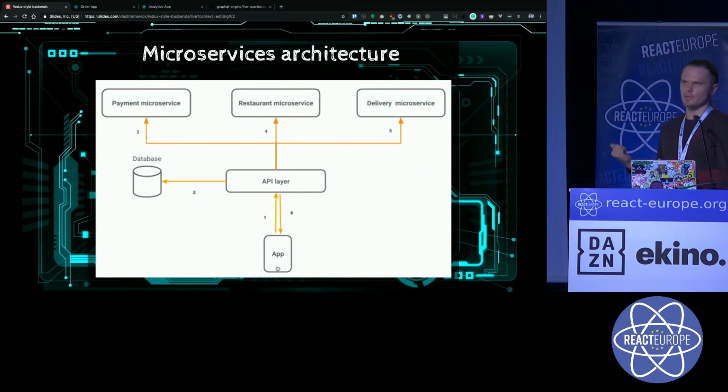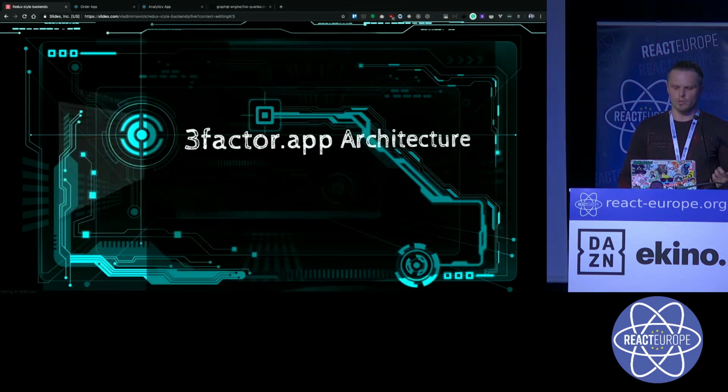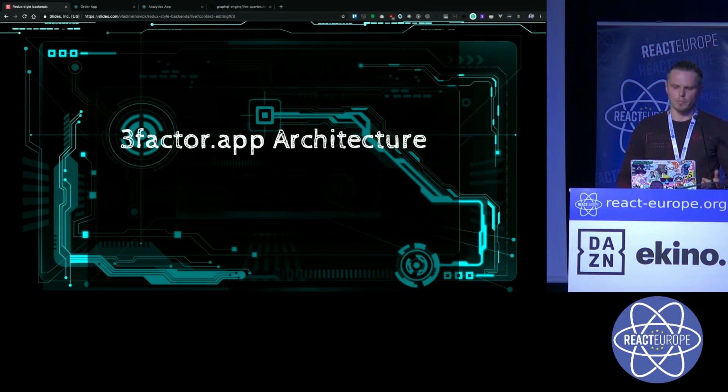So let's talk about microservice architecture. Microservice architecture looks pretty much like this. We have an app, we have an API layer, and we have a bunch of microservices such as payment, restaurant, delivery, and database. I want to propose a different architecture and show you how you can do that in something called three-factor app architecture.